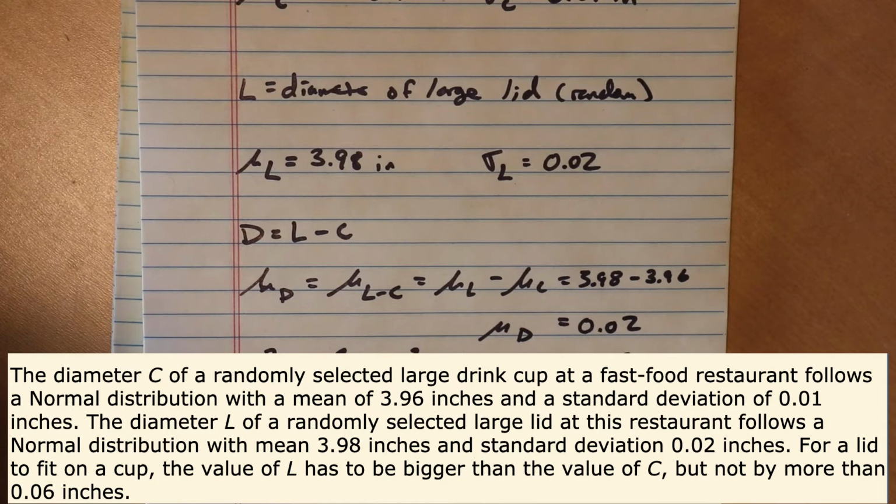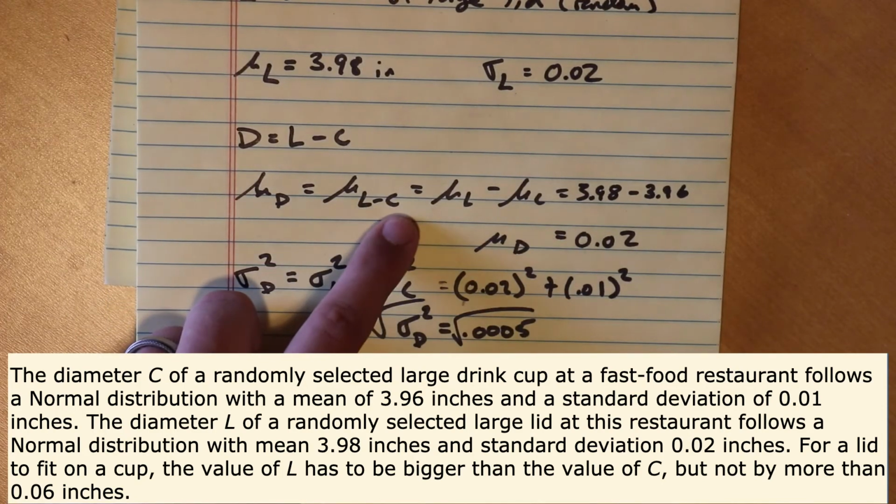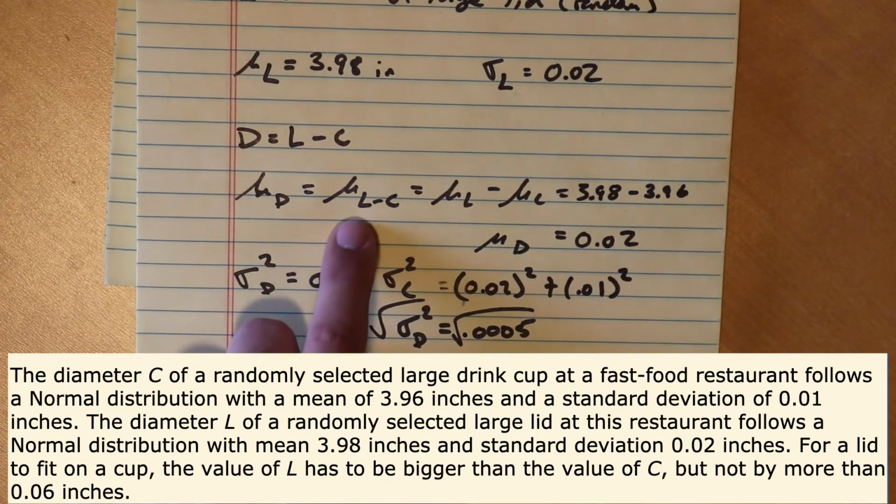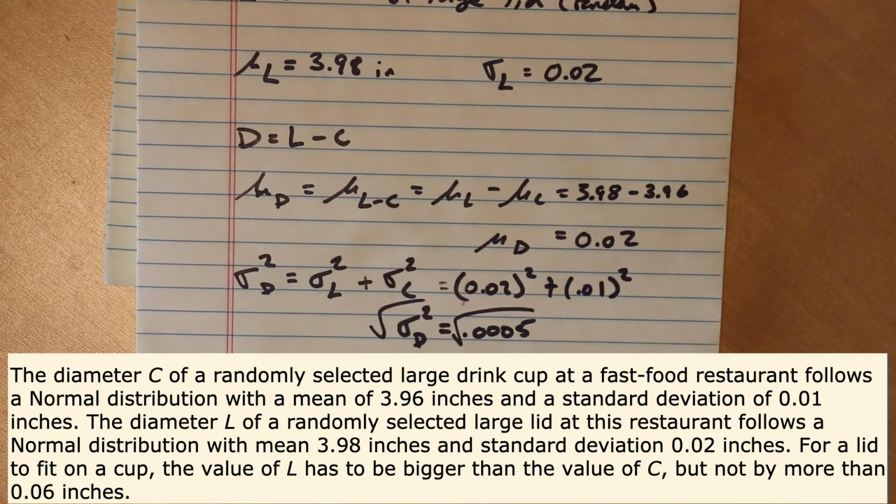For a lid to fit on a cup, the value of L has to be bigger than the value of C, but not more than 0.06 inches. L needs to be larger than C, but not by more than 0.06 inches. In order for a lid to fit on a cup, L needs to be larger than C, and the difference needs to be smaller than 0.06 inches.